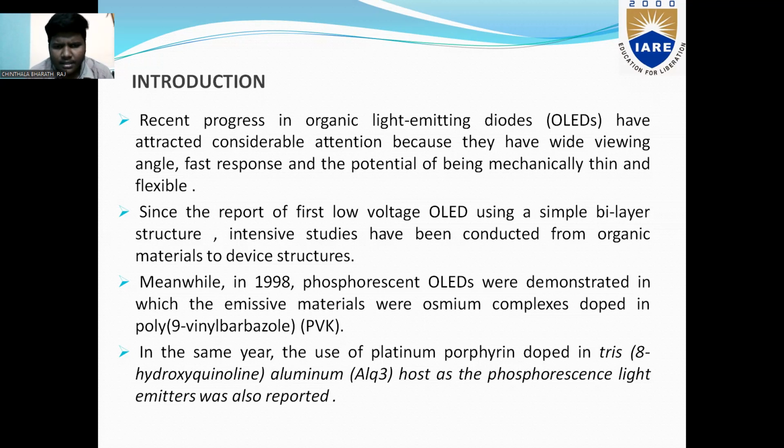Meanwhile, in 1989, phosphorescent organic light emitting diodes were demonstrated in which the emissive material was an osmium complex doped in poly, that is PVK. In the same year, the use of platinum doped in a tris aluminum, that is AlQ3, host as the phosphorescent light emitter was also reported.